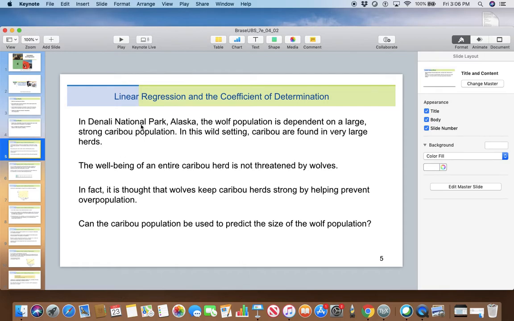All right, in Denali National Park, Alaska, the wolf population is dependent on a large, strong caribou population. In this wild setting, caribou are found in very large herds. The well-being of an entire caribou herd is not threatened by wolves. In fact, it is thought that wolves keep caribou herds strong by helping prevent overpopulation. Can the caribou population be used to predict the size of the wolf population? Let's see.